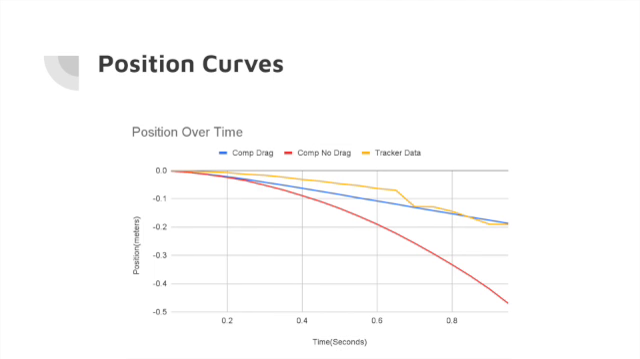These were the position curves for empirical data, as well as both of the computational models. The red model was that without drag, and then the blue model was the computational model with drag applied. The tracker data is highlighted in yellow.